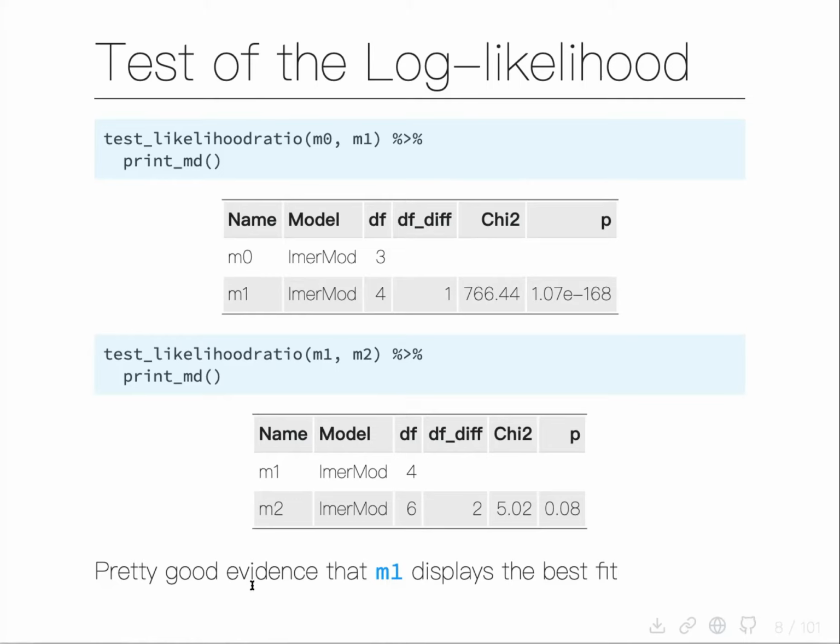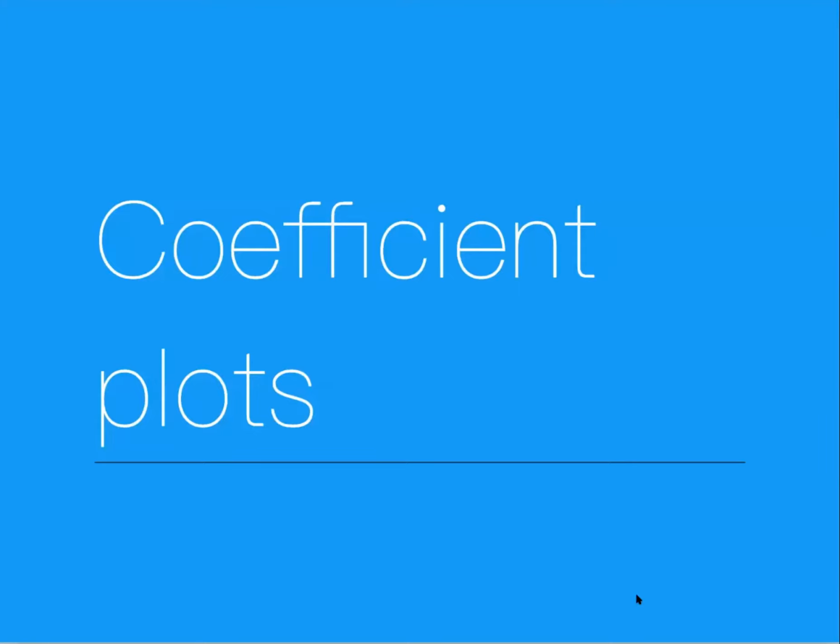So here across these 3 different tests that we've done, we have pretty good evidence that M1 has the best fit to the data. So M2 might be slightly overfitting to the data, okay? All right, moving on.